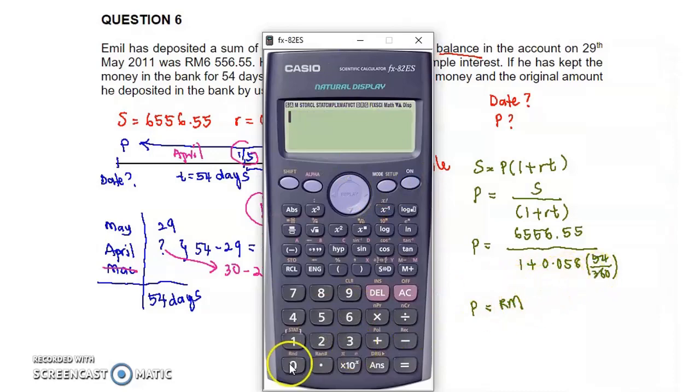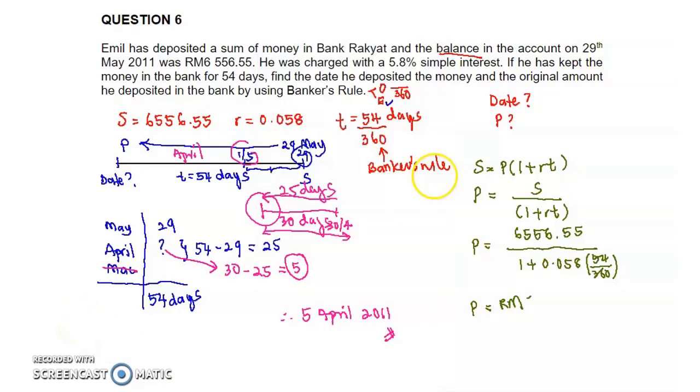So I calculate denominator part first. Then 6556.55 divided by answer. Answer referring to denominator values that we already calculated. So P is 6,500. Okay, so remember when we calculate value P, it must be less than value S.